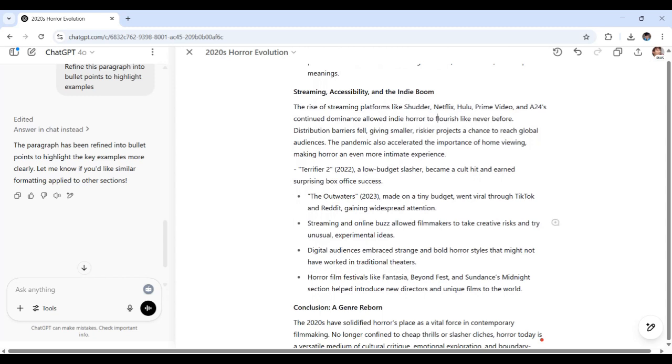And yep, that is about it with simplifying your writing through the use of ChatGPT Canvas.